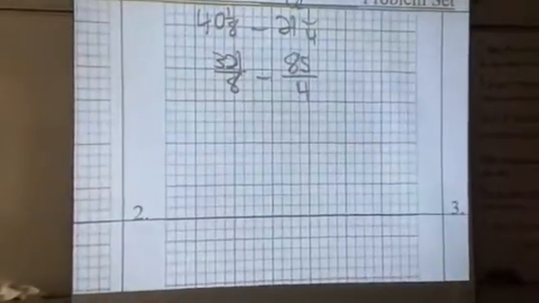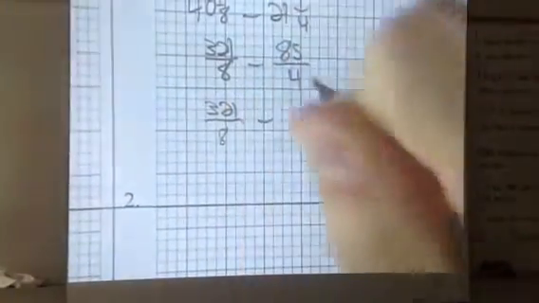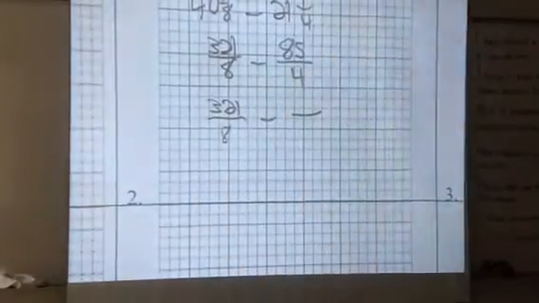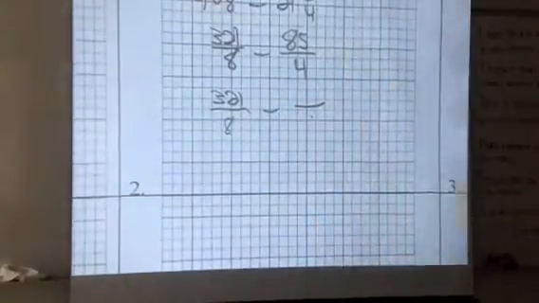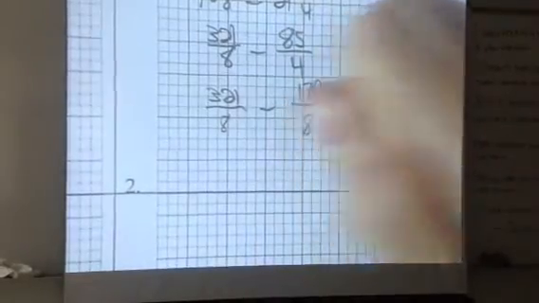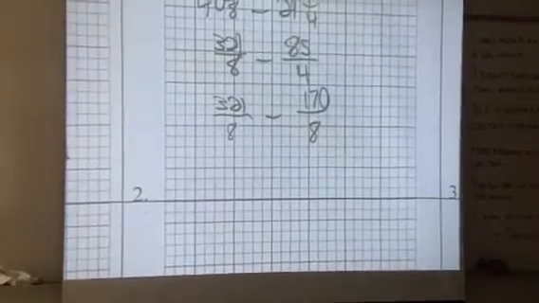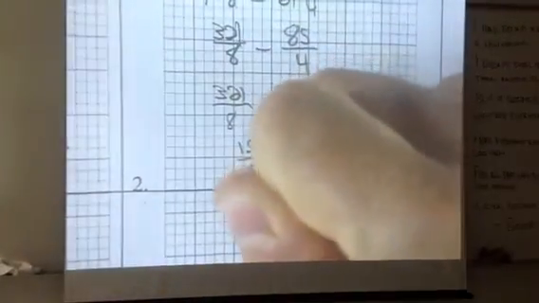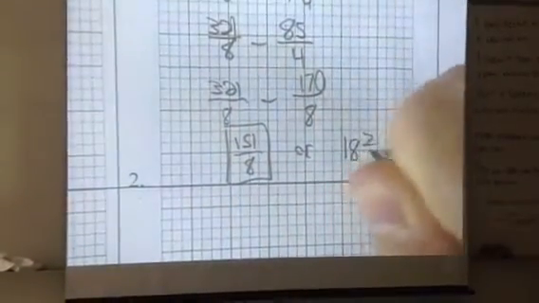Now, I'm adding and subtracting. Remember, when I'm adding and subtracting fractions, I have to find a common denominator. So the common denominator I'm going to use here is 8, because 4 will go evenly into 8. I need to know what I have to do to get from 4 to 8. Well, to get from 4 to 8, I multiply by 2. So 4 times 2 gives me 8. I need to multiply 85 by 2, which gives me 170. So I have 321/8 minus 170/8. If I subtract that, I get 151/8. Or if you turn that into a mixed number, it would be 18 7/8.